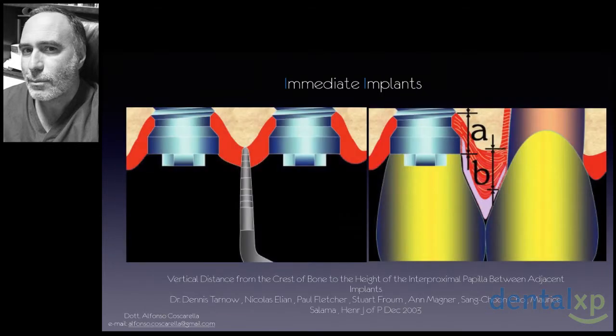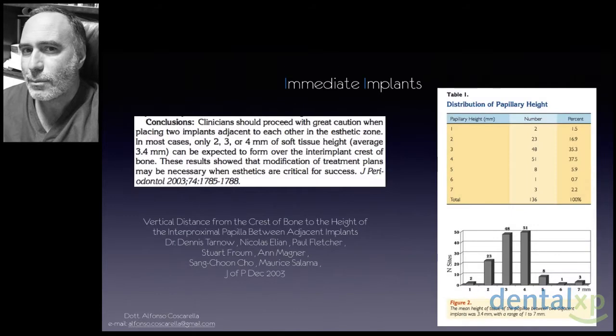The same authors, in another study in 2003, showed the relationship between the vertical distance from the crest of bone to the height of the interproximal papilla between adjacent implants. These studies emphasized the great caution needed when placing two implants adjacent to each other in the aesthetic zone. In most cases, the mean height of papilla tissue between two adjacent implants was 3-4 mm, with a range of 1 to 7 mm.